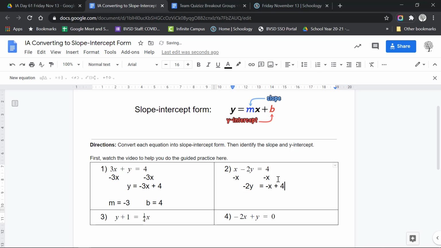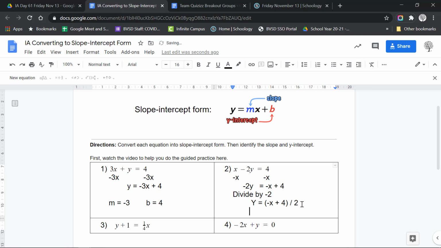And now this is a lot like solving literal equations like we did before. We're going to have to divide everything by negative 2 to get that y all by itself. And so I might just type that. So now I've got y equals negative x plus 4 divided by 2. It's a great idea to use the parentheses like that.